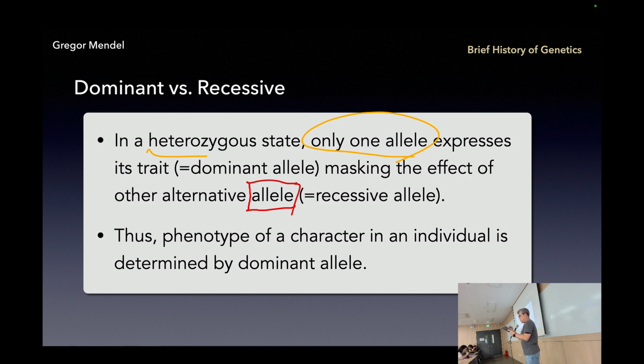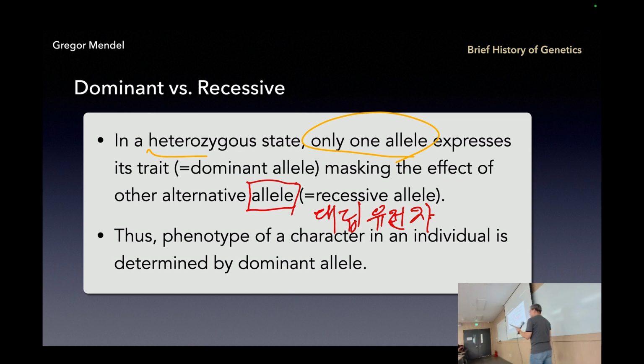The Korean name for allele is this. Usually, at minimum, you have two different alleles you can discover for each different character. Why do you usually get to have two different alleles? Why?